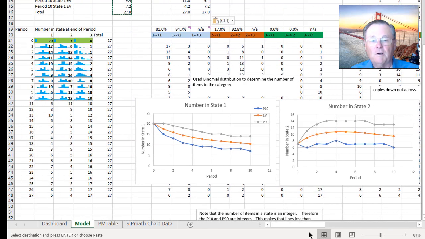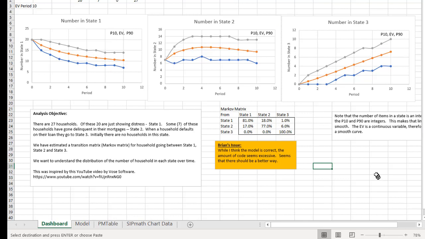So I think that's what I wanted to show you today. Oh, I guess there is a dashboard over here I might mention in this particular model, where you can quickly take a look at what's going on here.